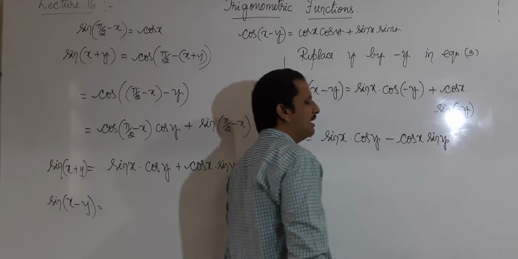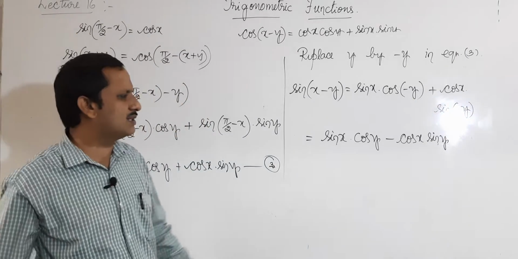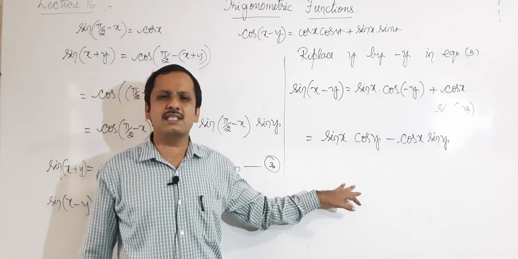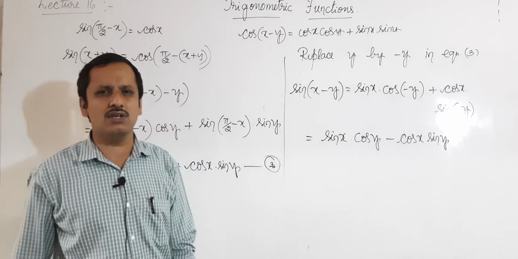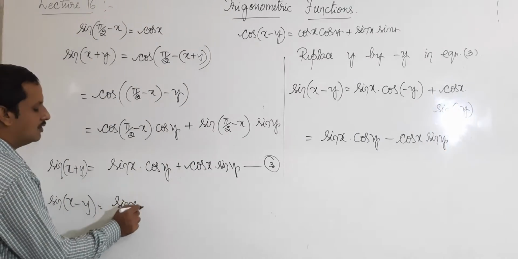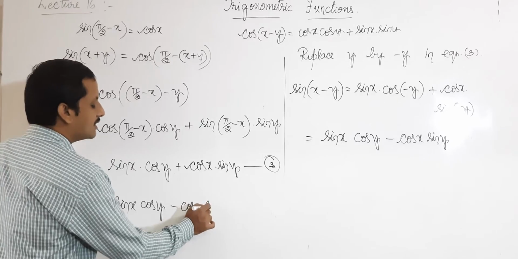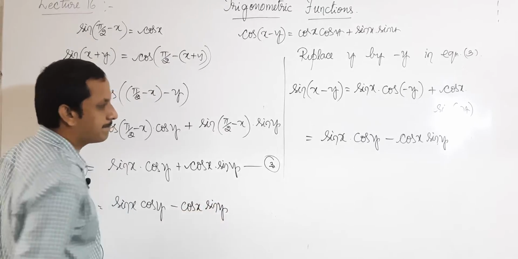Sin of minus theta is equal to minus sin theta. So we have sin of x minus y is equal to sin x cos y minus cos x sin y.